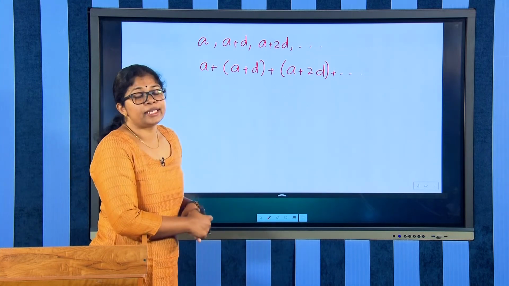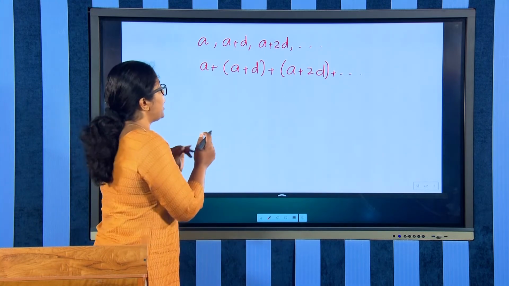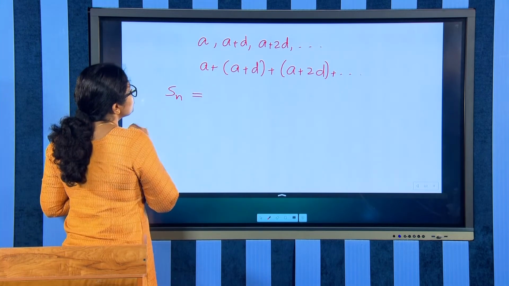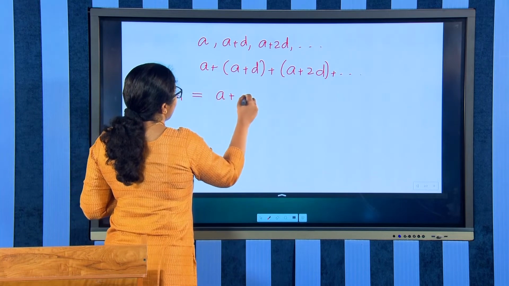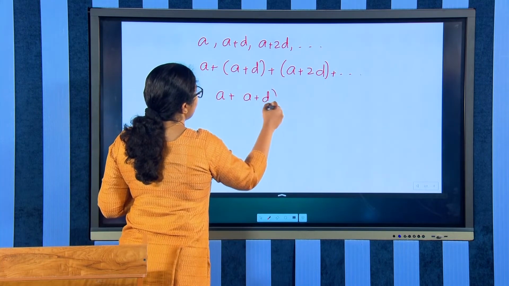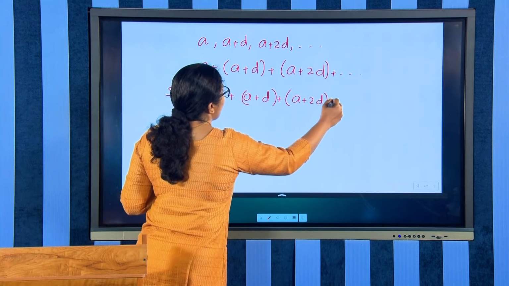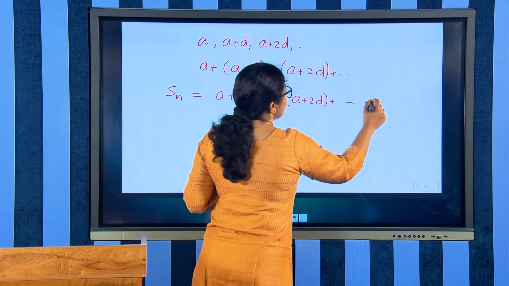So, we need to find the sum of the n terms of the arithmetic series. What we require is to find Sn. So, Sn we can write as a plus (a plus d) plus (a plus 2d) plus etc., up to the nth term.